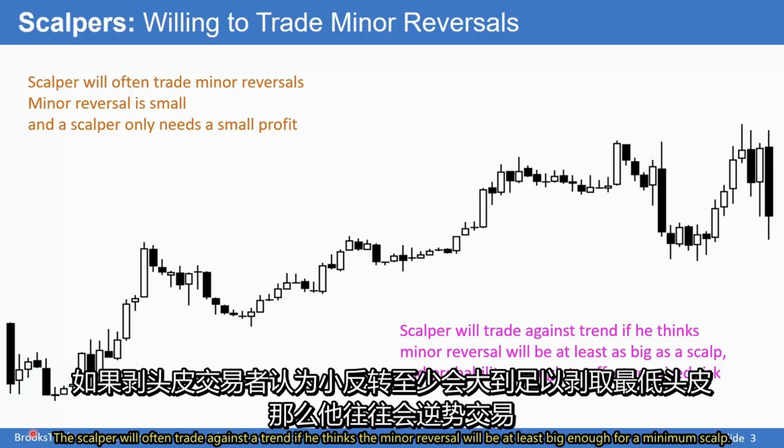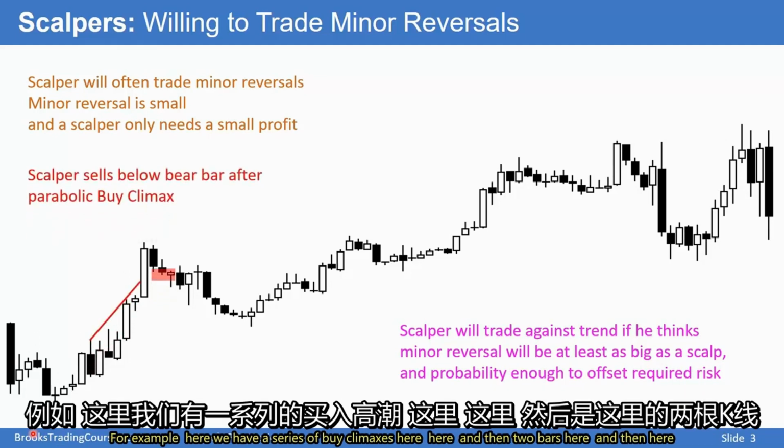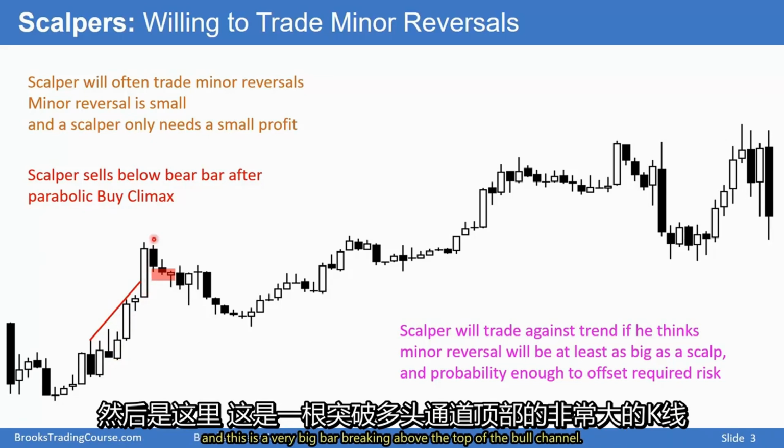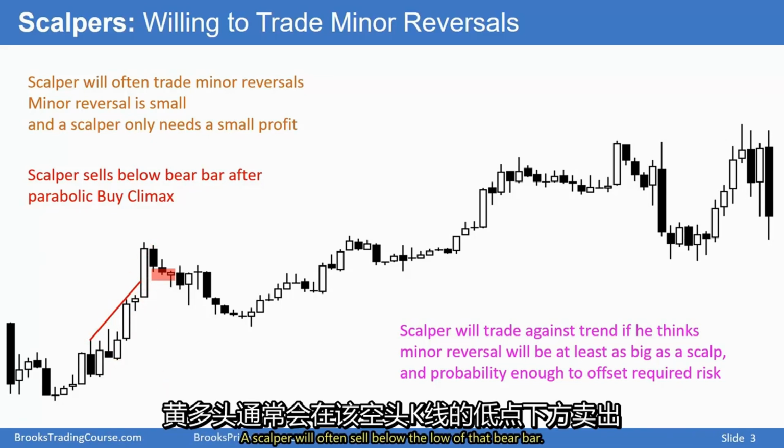The scalper will often trade against a trend if he thinks the minor reversal will be at least big enough for a minimum scalp. For example, here we have a series of buy climaxes here, here, and then 2 bars here, and then here. And this is a very big bar, breaking above the top of the bull channel. A scalper will often sell below the low of that bear bar.